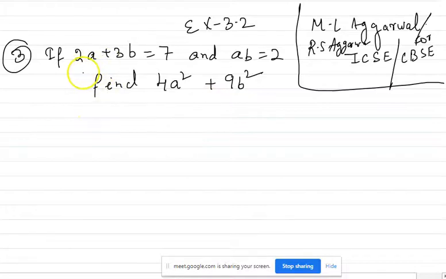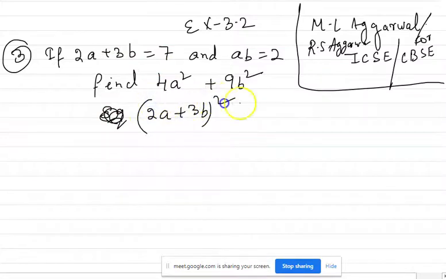So here what I'll do, I'll do squaring both sides. Now don't do squaring both sides, I will do it in an easy way. So I'll do 2a plus 3b whole square. What is the formula for a plus b whole square? Tell me. a plus b whole square. Yes, what is the formula? a square plus 2ab plus b square, right?